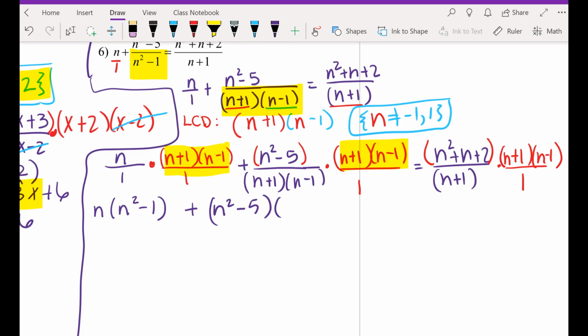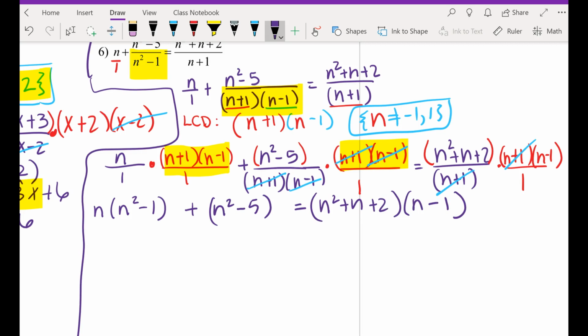Oh, but I can't, oops, sorry, I got so excited. This one is cancelable, I lie. N plus 1 can cancel n plus 1, n minus 1, n minus 1. So cancel that out. So the middle term doesn't have anything to distribute. Now the last one, let's cancel n plus 1, n plus 1. So the last one is n squared plus n plus 2. All of that is going to be multiplied by n minus 1.